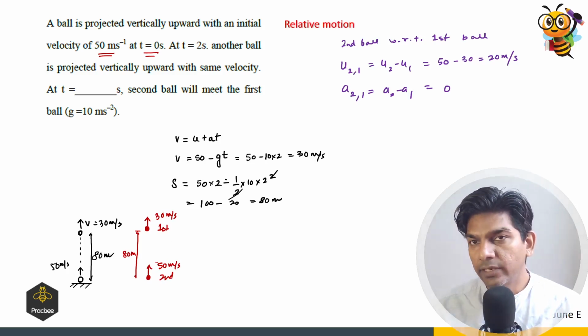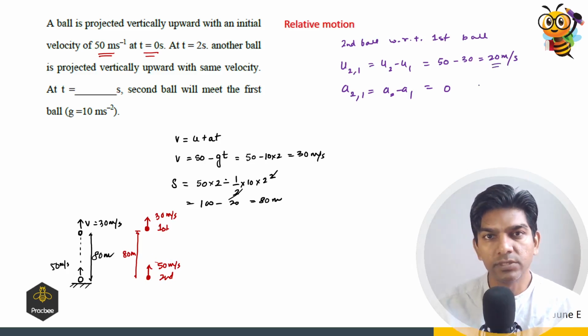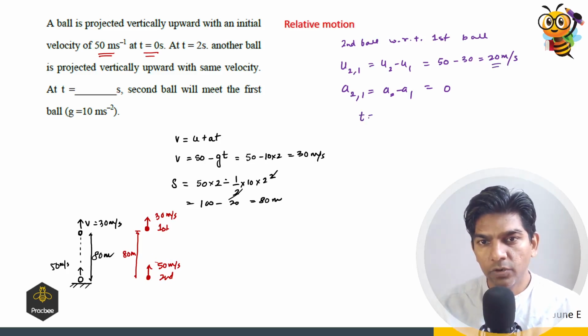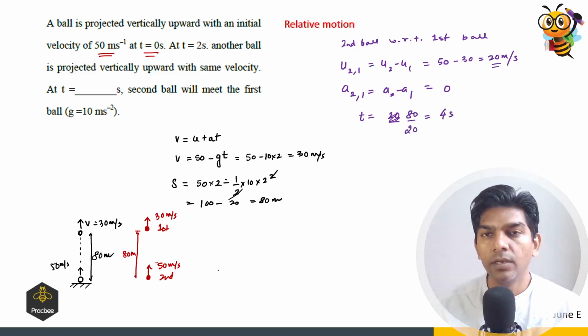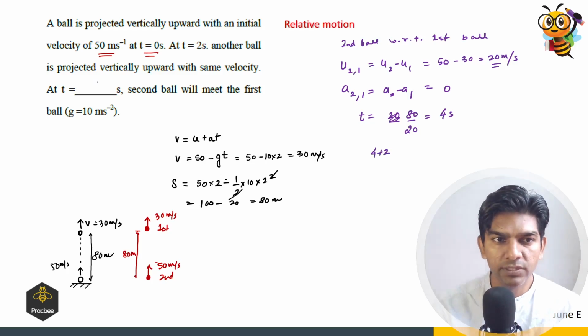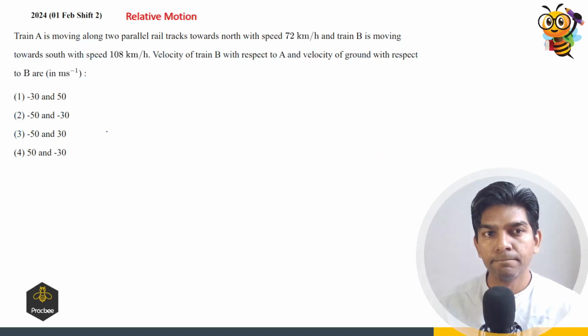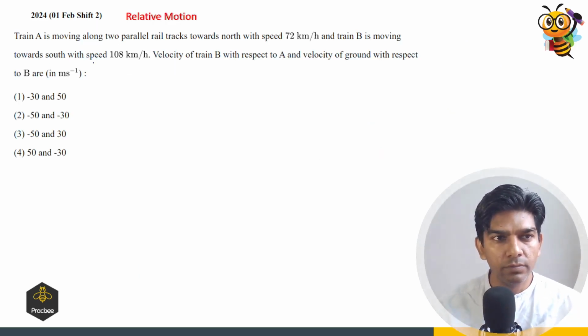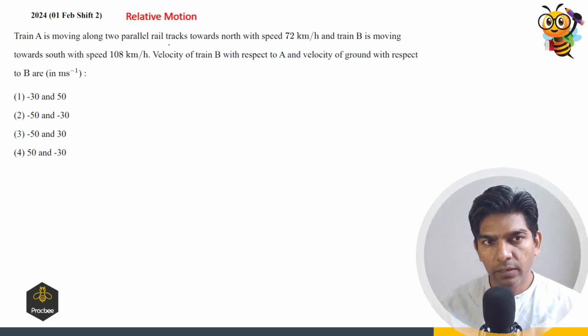So the distance between them is getting reduced with what speed? 20 meters per second. So the time of meeting will be distance upon speed, so that will be 80 divided by relative speed 20, which is 4 seconds. And we have thrown the second ball after 2 seconds, so the answer will be 4 plus 2, so it should be 6, right?